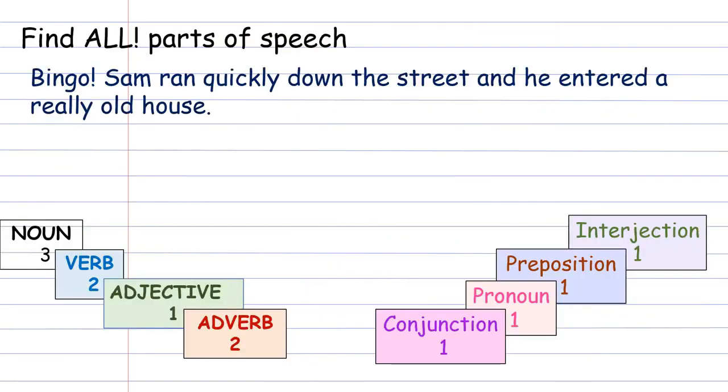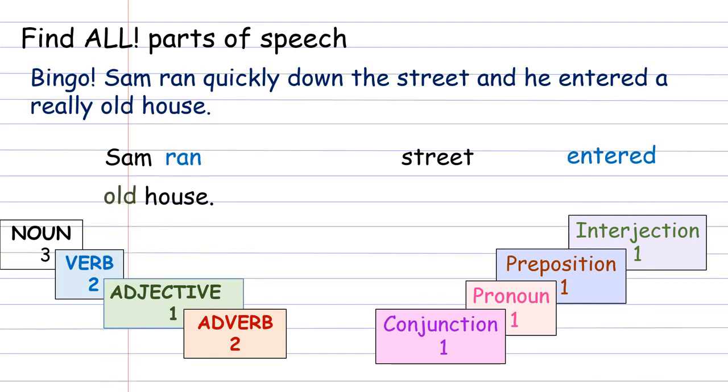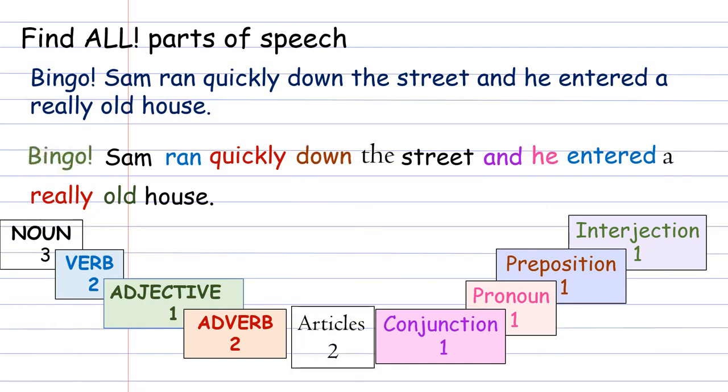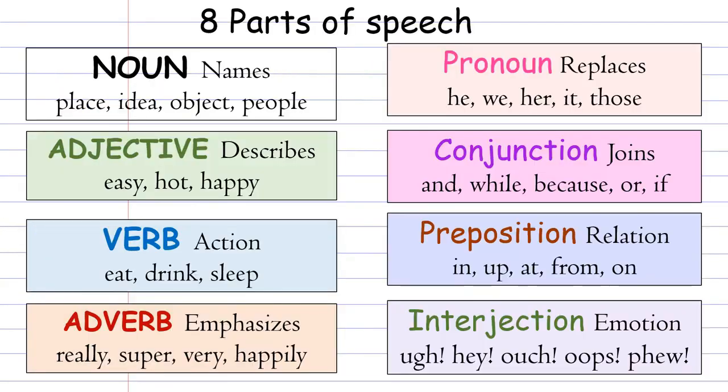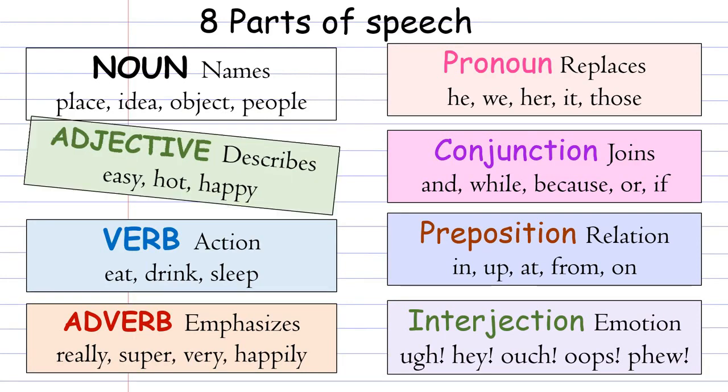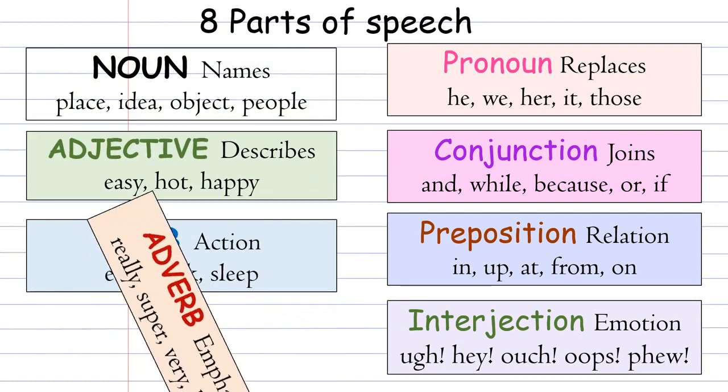Now find all parts of speech starting with the 3 nouns, 2 verbs, 1 adjective, 2 adverbs, 1 conjunction, 1 pronoun, 1 preposition, 1 interjection, and the articles. Easy, right? Here are some examples of all parts of speech, and we'll give you some tips about the position of the adjective and the adverb.